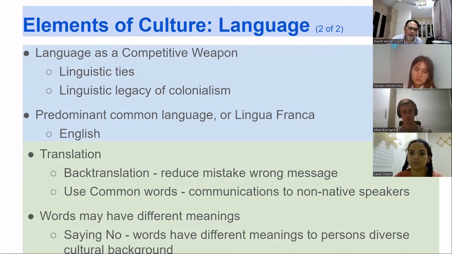Another thing about language is that words may have different meanings to a diverse range of people. Even saying no. Be careful: in Japan, when you say "hai," it may mean no. You have to understand the flow and the context, then you reply.